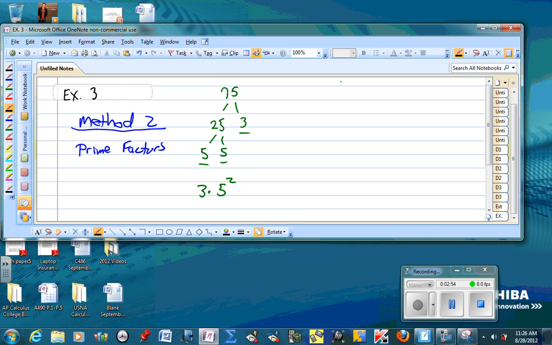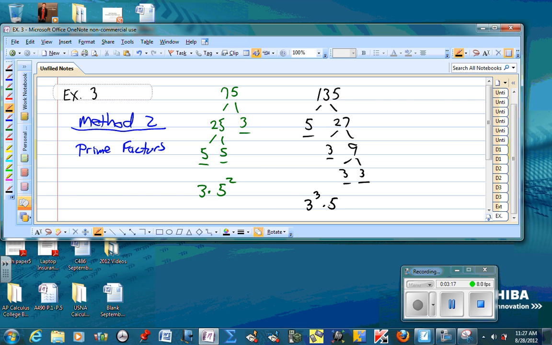Now, let's list the prime factorization of 135. Well, let's see. We can call this 5 times 27. 27 can be 3 times 9, and 9 can be 3 times 3. Here are the prime factors. Our prime factorization is 3 cubed times 5.